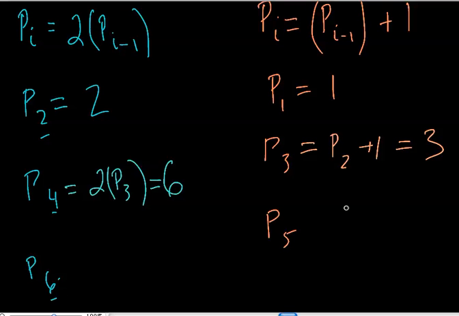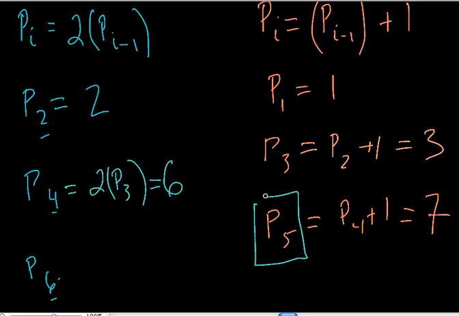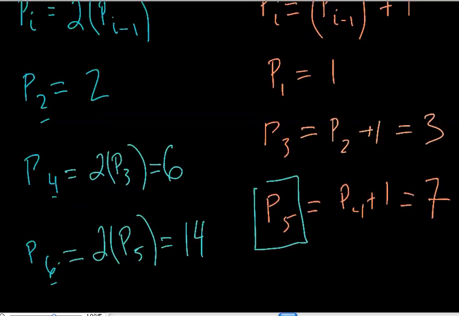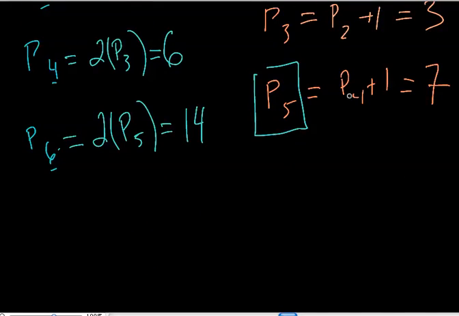Now I can use this rule up here to find P5, which is P4 plus 1. P4 was 6, so P5 is 7. Good, I found one of the ones I care about. Now what's P6? P6 is twice P5. P5 was 7, twice 7 is 14. And that's just about done. Those are the two values we care about, the 7 and the 14.